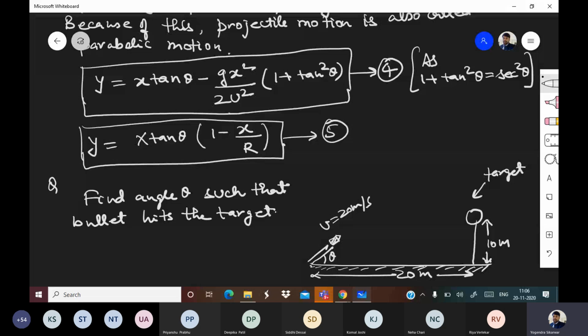Ramchandra is saying, sir, how come R? You use the formula. I'll explain this. Okay, how come R?